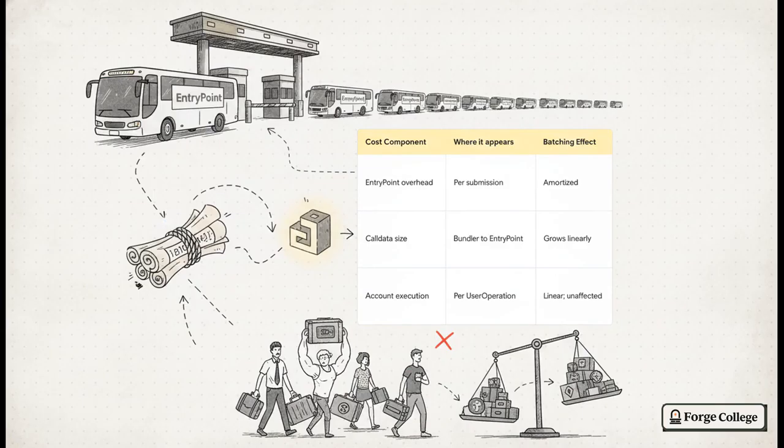Here's your cost checklist. Right at the top, we have the EntryPoint overhead. Think of this as our fixed bus toll. No matter how many operations are in the batch, this cost happens exactly once per submission, so it gets beautifully amortized across the batch as it grows.